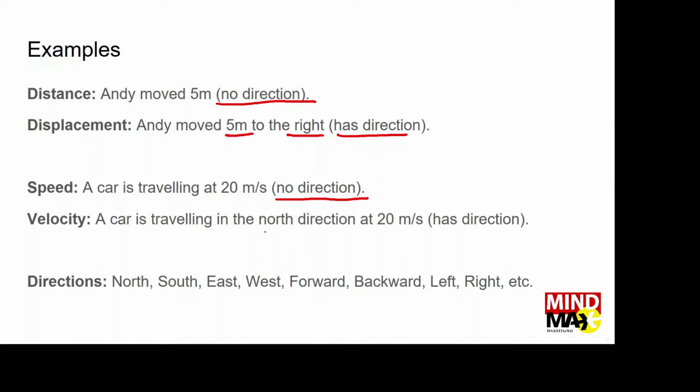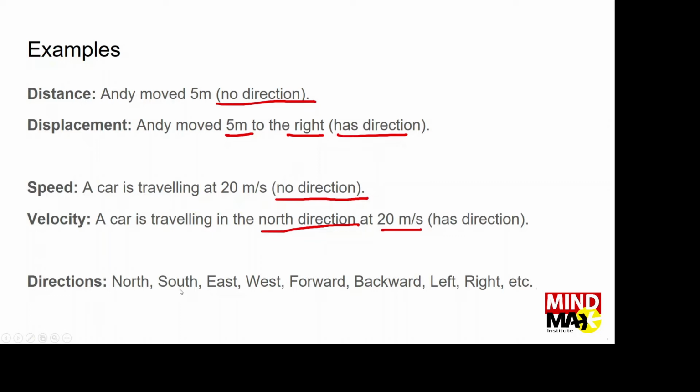So the direction is mentioned as north, and the size of the speed is also mentioned. The size, meaning the magnitude, is mentioned as well as the direction. So this is velocity, which is speed in a particular direction. This was displacement, which was distance moved in a particular direction. So these are basically the comparisons between scalar quantities and vector quantities.